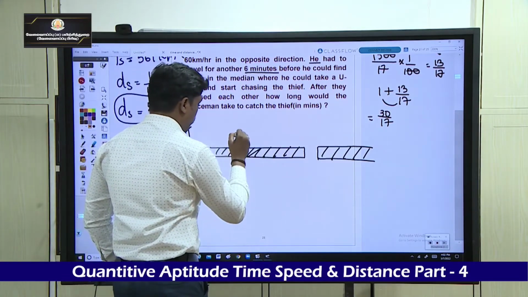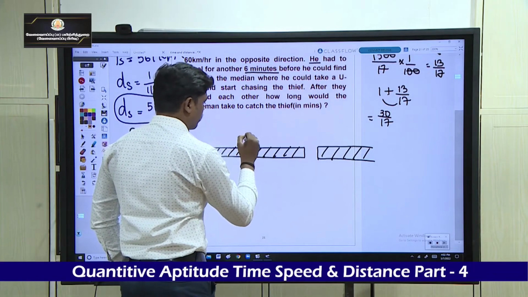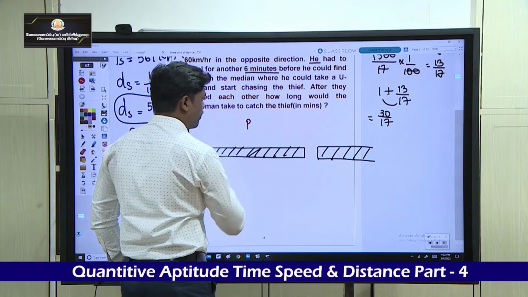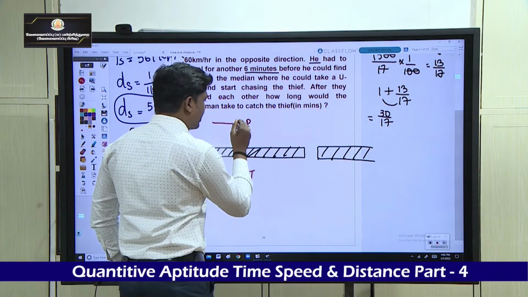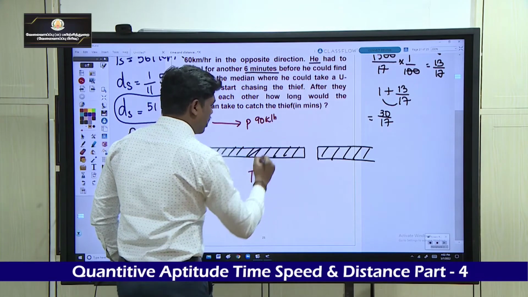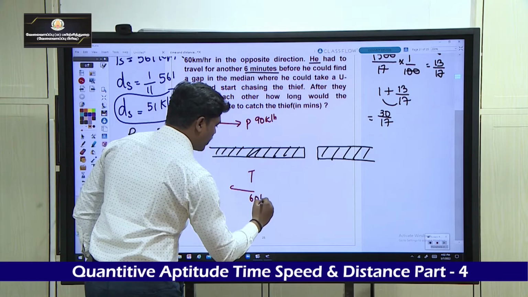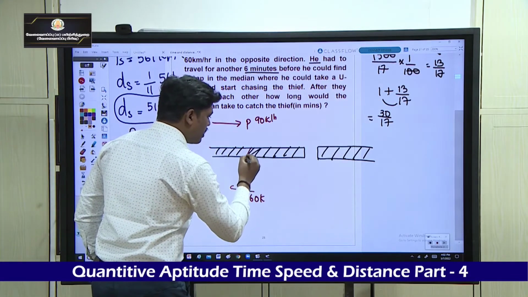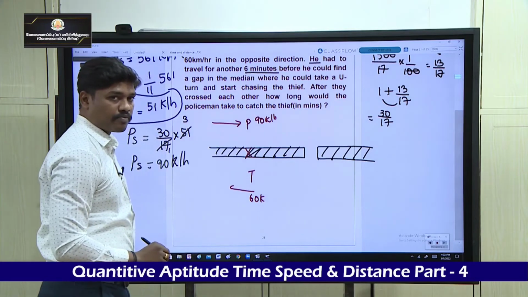So the police is here. Here we are having the police, and here we are having the thief. Police moving in this direction at 90 km/h, and thief moving in this direction at 60 km/h. So at this point, the police has seen the thief here.